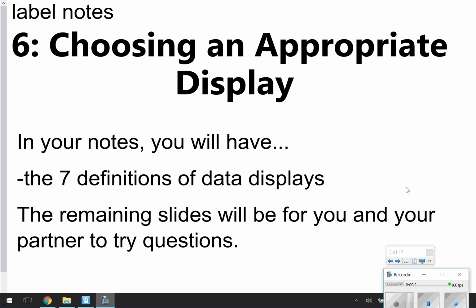Today we'll be looking at our notes number 6 of this unit, choosing an appropriate display. For today's notes, you will need to have the 7 definitions of data displays. The remaining slides that you're going to see, you're just working with a partner on and deciding what your answer should be. So the only thing you really need to have written down are the definitions of the different data displays, which are going to be shown on the next slide. Let's get started.